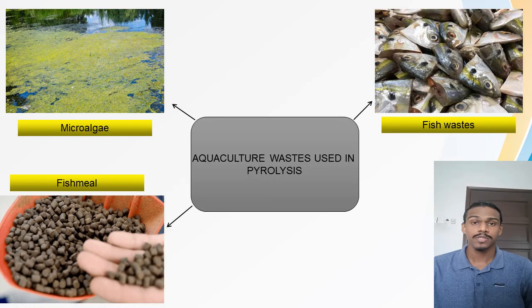The aquaculture wastes or biomass that can be used for the pyrolysis process are mainly microalgae, fish wastes and also fish meal. Microalgae is suitable for the pyrolysis process as it has low oxygen content and a high heating value, density and viscosity. This allows microalgae to produce quality bio-oil that can be used as fuel oil, better than the oil produced from fast pyrolysis processes.